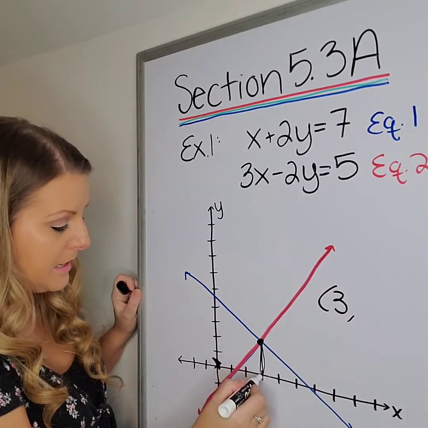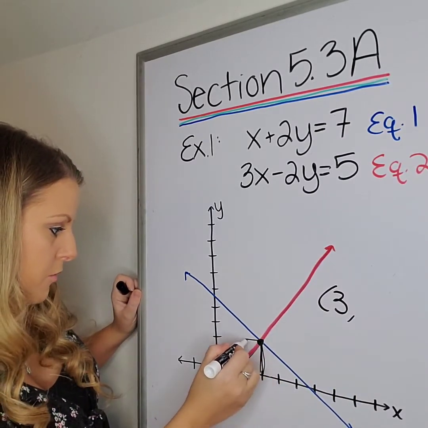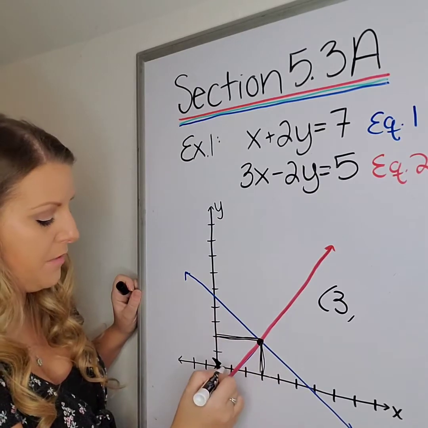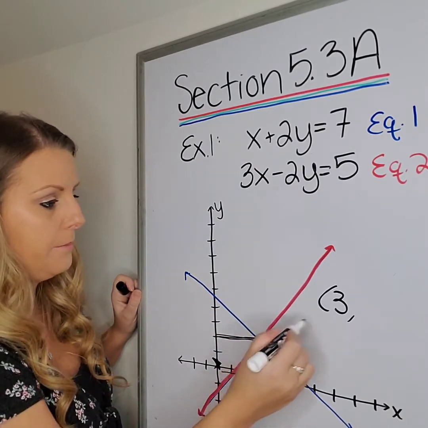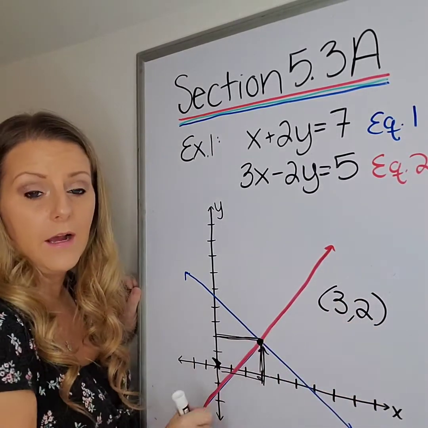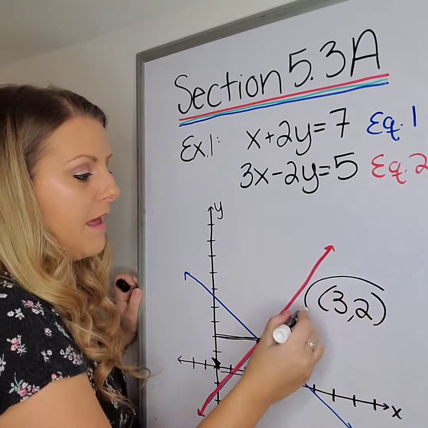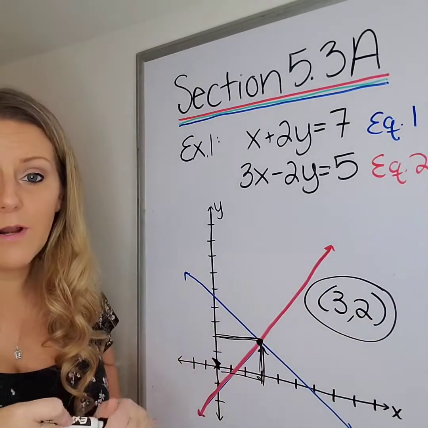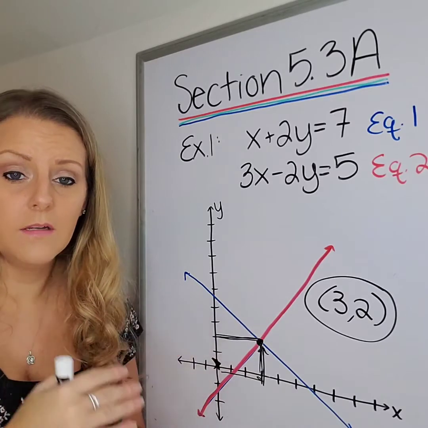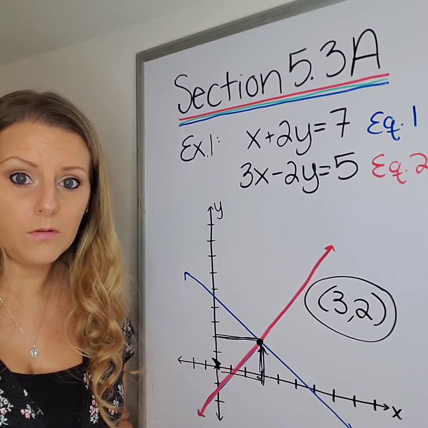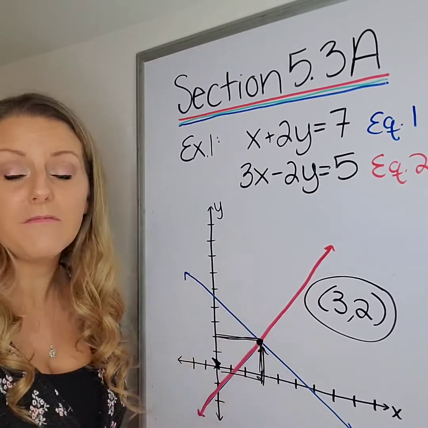And then how many up? 1, 2, so that we're even with that. So we went 3 to the right and then up 2. 3 to the right, up 2 would be 3, 2, and that is our answer. That is where the two lines cross, and that would be our answer. Okay, so that one's simple because they already graphed it for you.